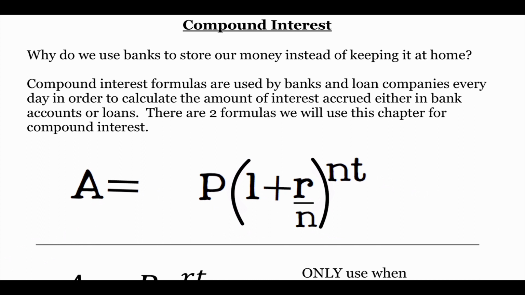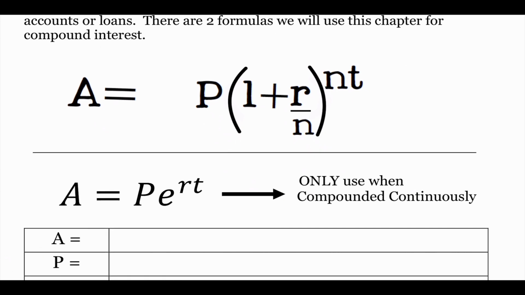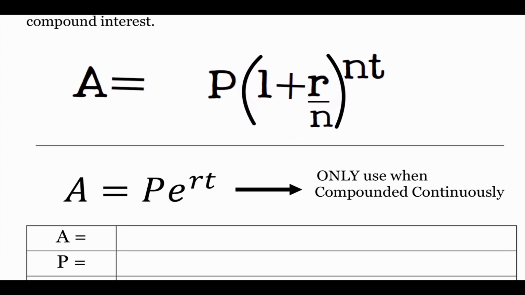So how do they calculate the interest? How do they figure out how much interest to give you? Well, there's 2 ways. There's 2 formulas. They both look very, very similar. There's A's, P's, R's, and T's. One of them has an E and one of them has an N. Okay? We're going to talk about that.